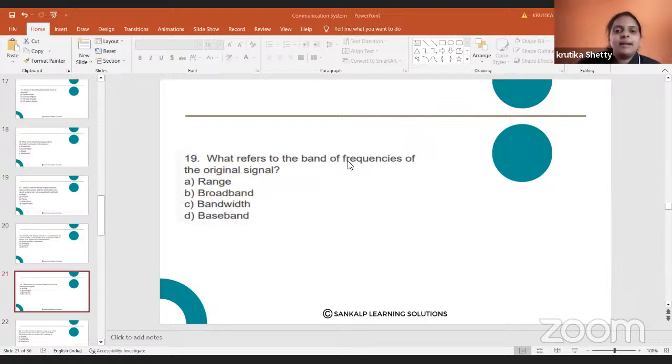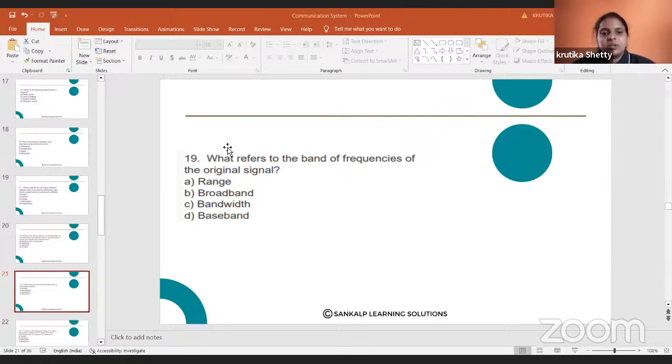What refers to the band of frequencies of the original signal? Range, broadband, bandwidth, baseband. What refers to the band of frequencies of the original signal? So Tarun, Kumar, Abhishek, you people are right. That is option C, bandwidth. Very good, Vidya. That is bandwidth. The band of frequencies of the original signal is called bandwidth.